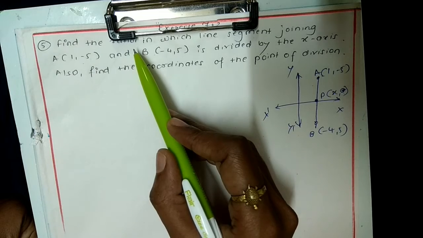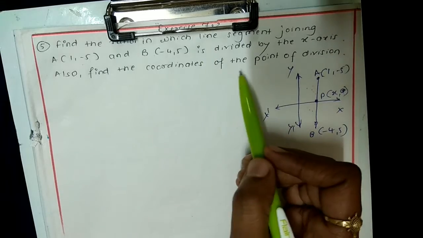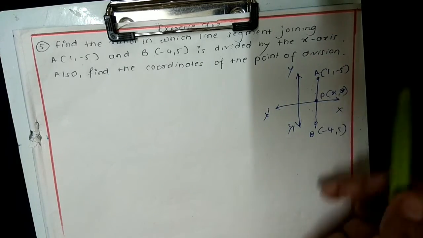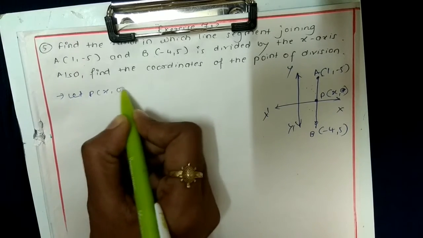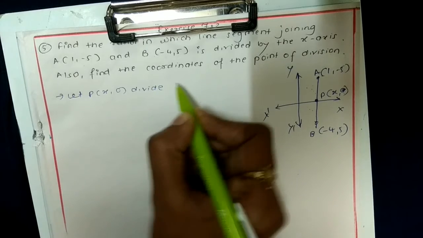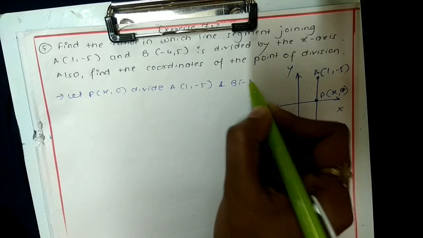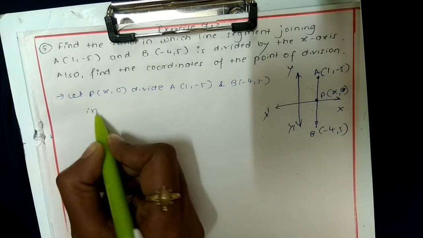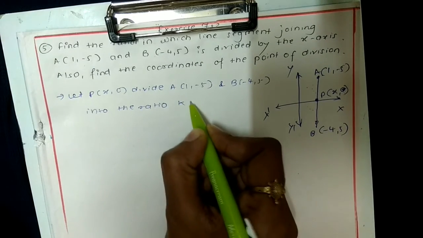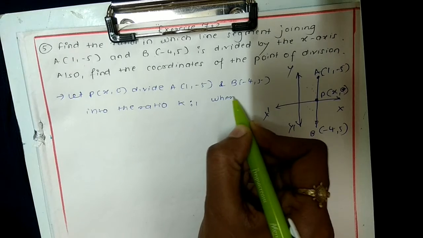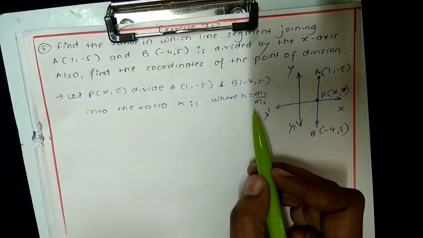First of all, you have to find the ratio, in what ratio it has been divided, and we even have to find the point of division, that is point P. So let us consider that P divides A (1, -5) and B (-4, 5) in a ratio. Because we want to find the ratio, let us take it as k is to 1, where k is m1 upon m2. No need to write this, but just for your information I am writing.